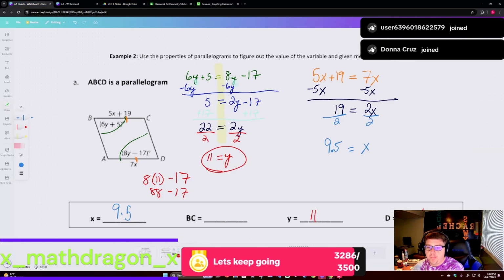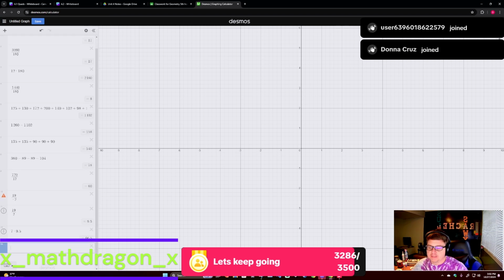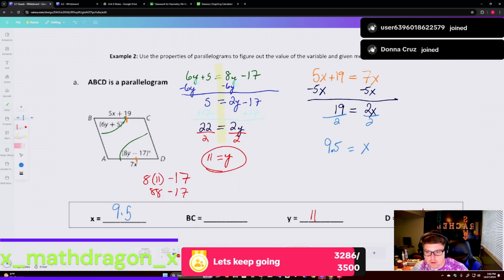So now when I plug it back in, if I do 7 times 9.5, I'm going to get 66.5. And why? Because this is 7x. So 7 times 9.5, or 7x, where x is 9.5, is 66.5. So that means BC is 66.5.